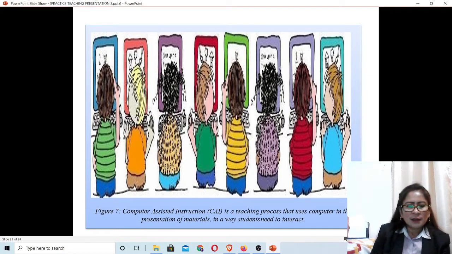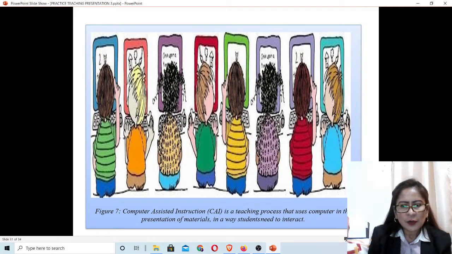Figure 7. This is computer-assisted instruction. It is a teaching process that uses a computer in the presentation of materials in a way that students need to interact.